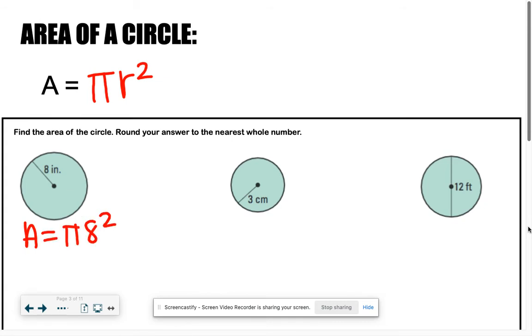Pi r squared, 8 squared. Ooh, that's a big number. So it's gonna be 201. If you don't get 201, wave me over. You just had to find the square number.